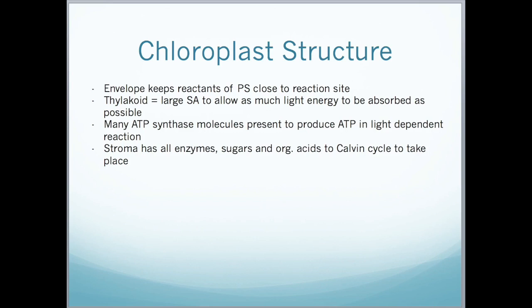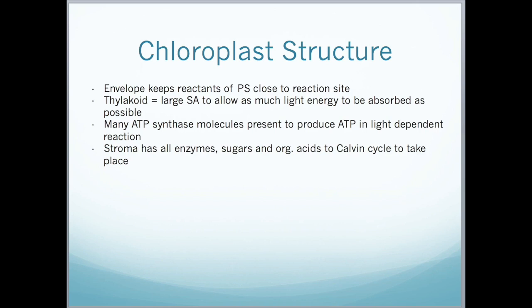And finally, just to relate how the structure of a chloroplast is adapted for photosynthesis. The envelope keeps the reactants very close to the reaction site. The thylakoids have a very large surface area, which allows as much light energy to be absorbed as possible. We also have many ATP synthase molecules present to produce ATP in the light-dependent reaction, and the stroma has all the enzymes, sugar, and organic acids present so that the light-independent reaction can take place.